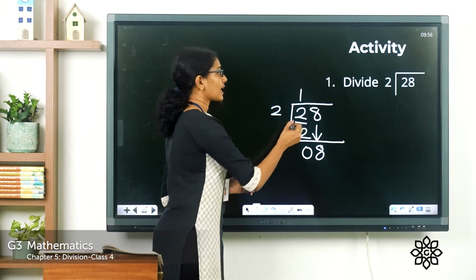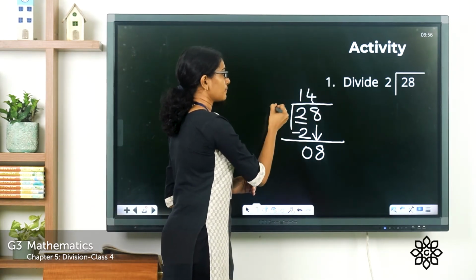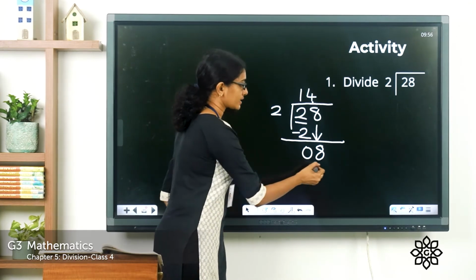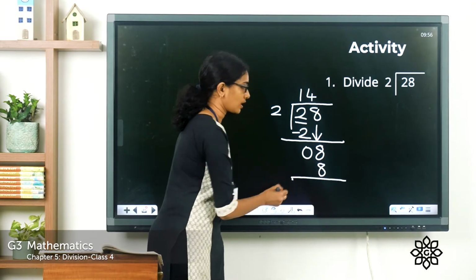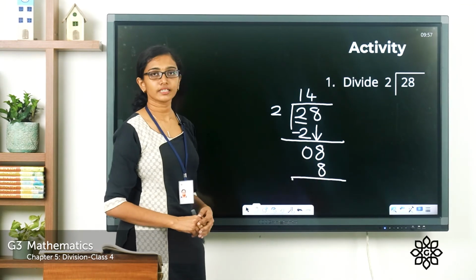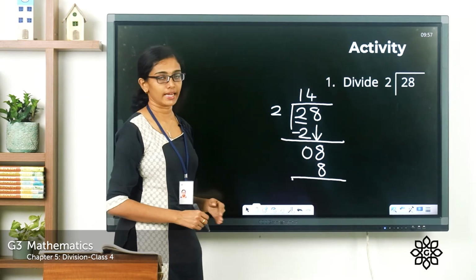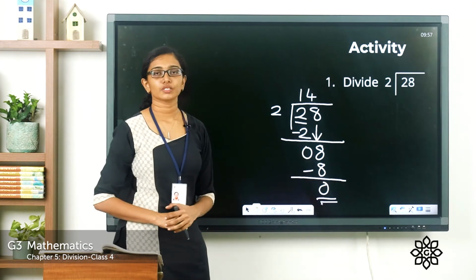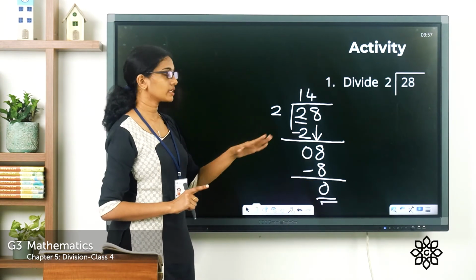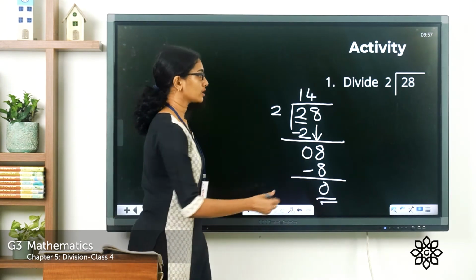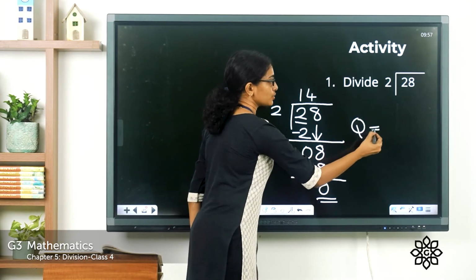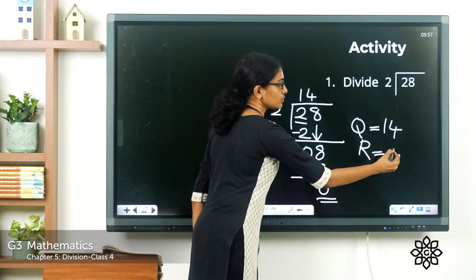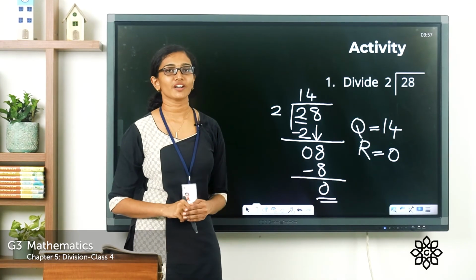So let's write that 4 here and multiply the quotient and the divisor. So 4 into 2. Let's write it just below the 8 that we had brought down. The next step is to subtract these two numbers. So it is 8 minus 8. What do we get? 0. Is there any more digits to bring down? No. So let's stop the division right there. And we have got the quotient, or Q, equal to 14 and the remainder equal to 0. Hope you got the answer correct.